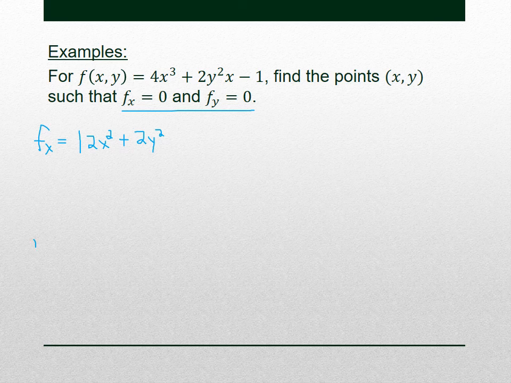All right, now we want the partial derivative with respect to y. We do that, and we get, well, the 4x cubed is going to go away. Then when we take the partial with respect to y of 2y squared x, the 2x hangs out, and we're going to multiply by 2y, which is the derivative of y squared, and the minus 1 is going to go away as well.